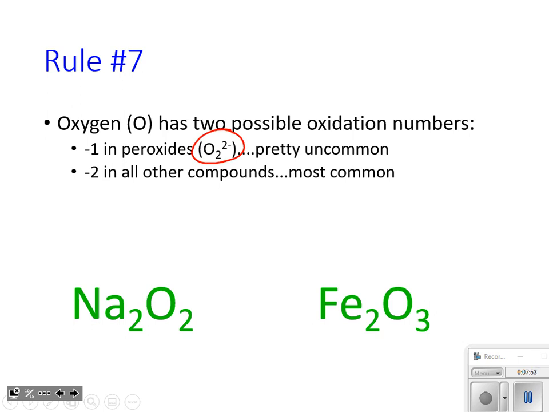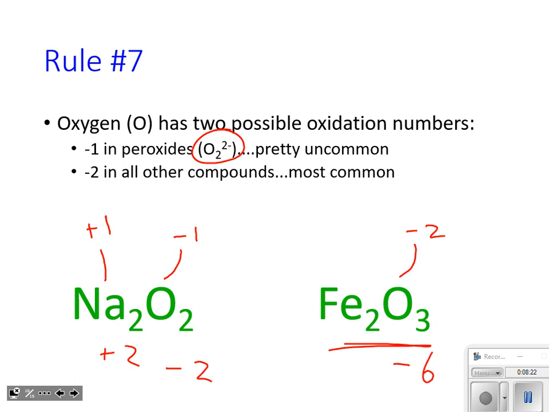Okay, so I look at this one right here, knowing that I have a peroxide. That's going to give me a -1 for there, so my total is -2. This sodium has got to have a +2, so each sodium has got to be a +1 oxidation number. Now, if I look at this other one, Fe2O3, this is not dealing with the peroxide, so that's going to tell me that this oxygen is -2. So my total charge is -6 right there. So my total positive has to be +6. So each iron has got to be +3 oxidation number.